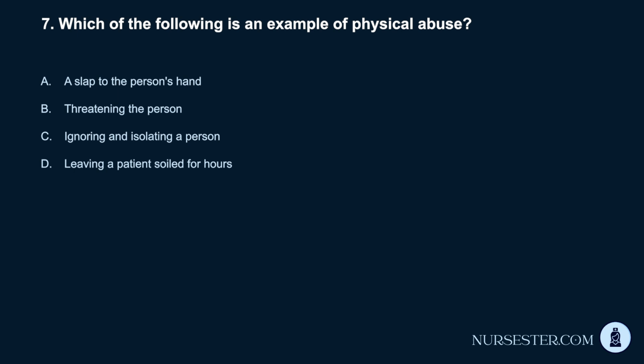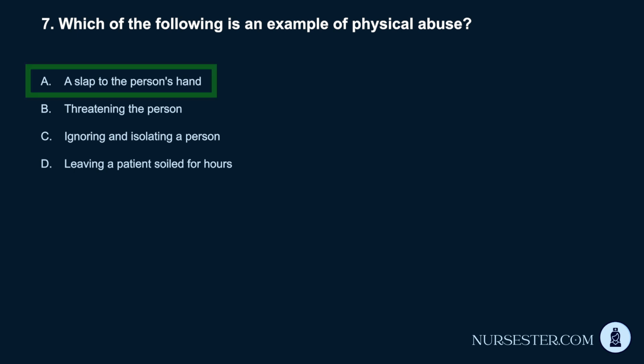7. Which of the following is an example of physical abuse? A. A slap to the person's hand. B. Threatening the person. C. Ignoring and isolating a person. D. Leaving a patient soiled for hours.